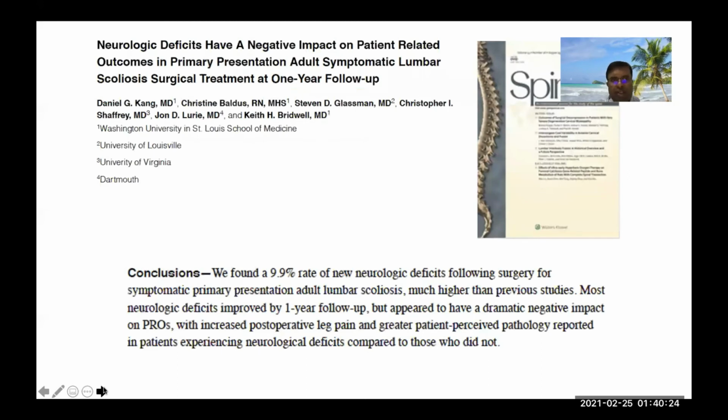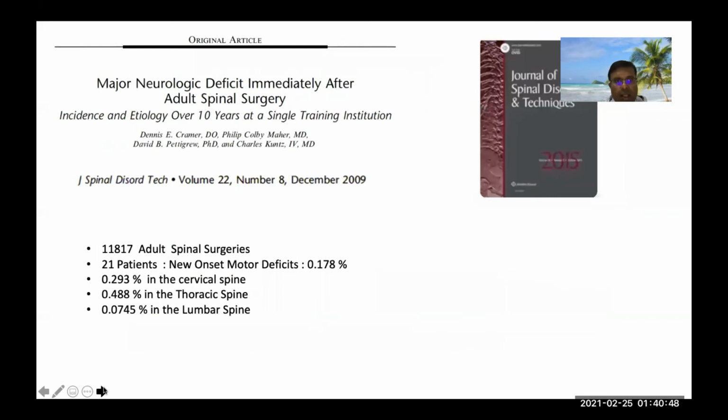If you look at literature, a good review from Dr. Keith Wells, Bridwell's group, found a negative impact on the ultimate patient-reported outcomes in the event of neurodeficit, which is quite obvious. Around 9.9, nearly 10% of patients who had a deficit were unhappy in the long run.